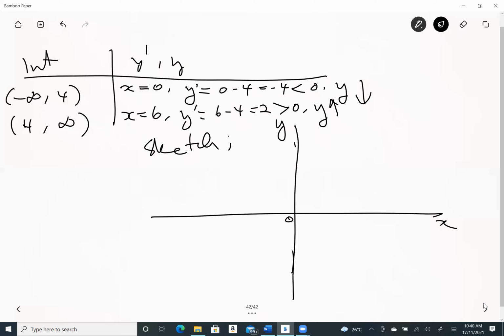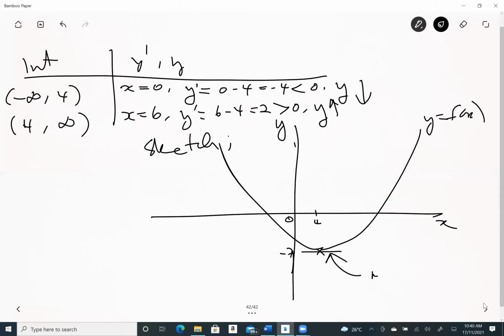So estimate that critical point. Okay, the critical point is 4, and then negative 7. So somewhere there. So that is the only thing that you need. All right, you don't worry about the intercept. So the function is decreasing on the interval to the left, decreasing, and then increasing. So that is y equal to f of x. And here you have a minimum. So conclude, yeah. All right. So therefore, the function here has a minimum at (4, -7).